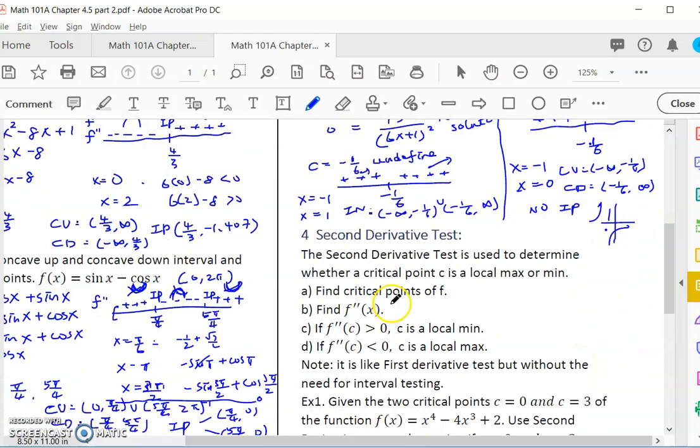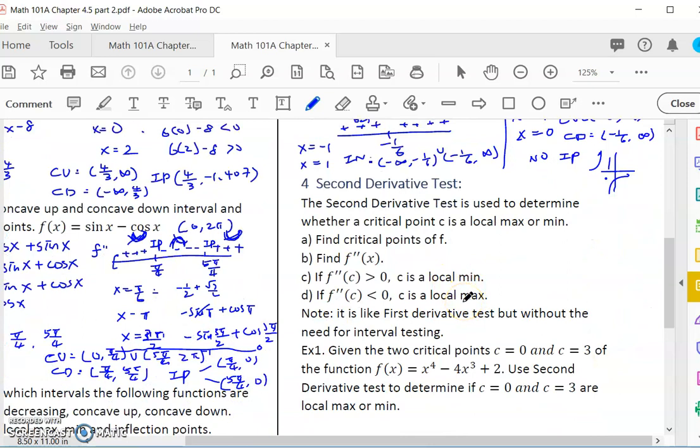Okay, the last part is the second derivative test. Don't confuse this with the concavity test. Although we use the second derivative, it has nothing to do with testing for concavity. It's used to determine whether a critical number is a local max or min. So it is an alternative to the first derivative test.